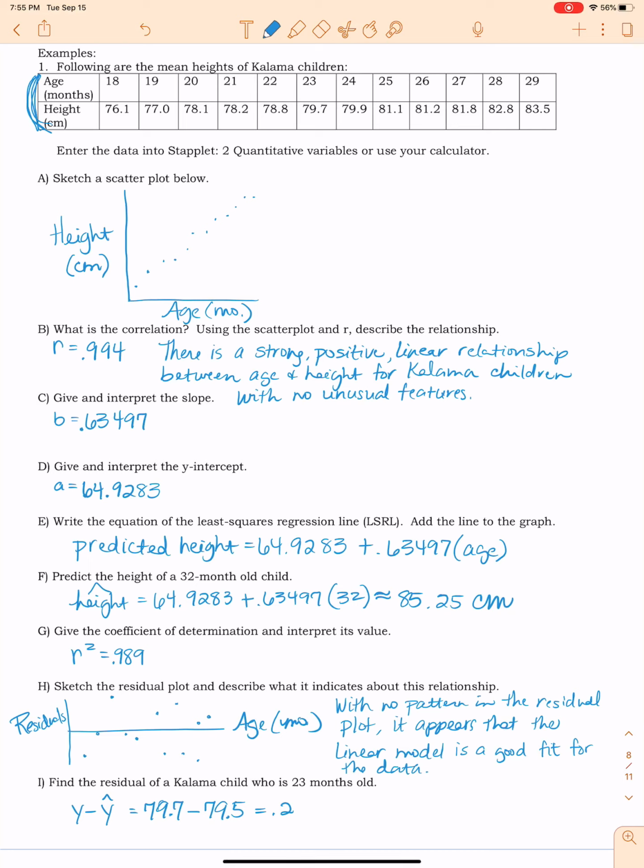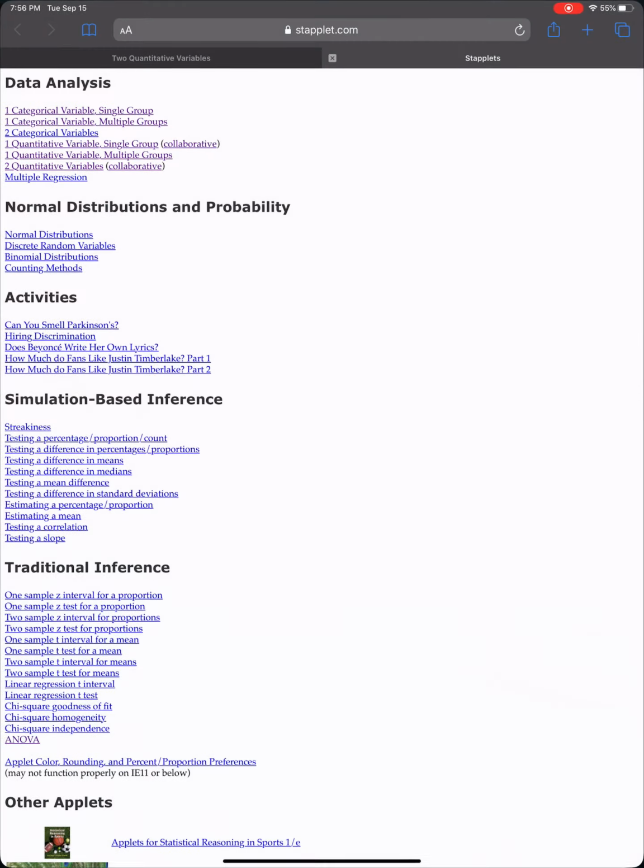We've got average heights of Kalama children, and we've got age in months and height in centimeters. And of course, age drives height. As you age, it increases your height when you're a child. So of course, the explanatory variable is going to be age, and the response variable will be height. So we're going to start by putting our data into Desmos Stapplet. Let me show you what I'm talking about.